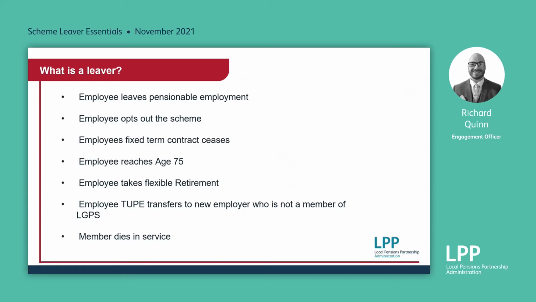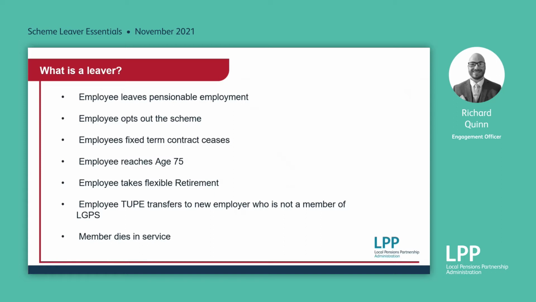Employees' fixed term contract ceases. So if their contract is ceased, we would need a leaver form, and again, depending on the member's age and the reason, would help us determine if they're entitled to payment of pension benefits or a deferred benefit.